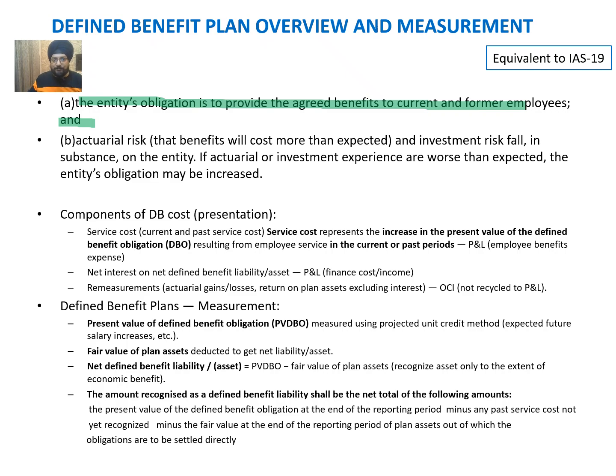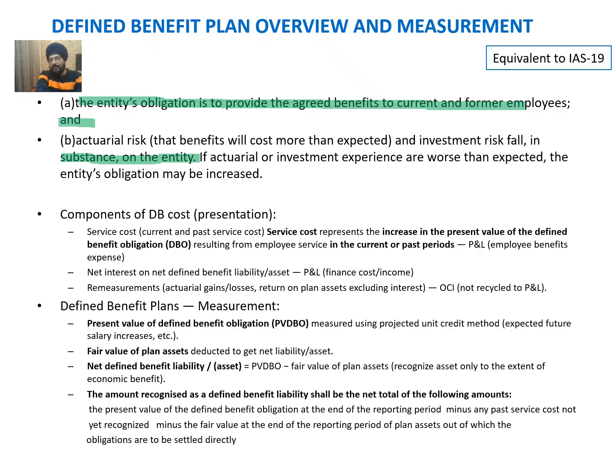So actuarial risk, that the benefit will cost more than expected, and the investment risk fall in substance on the entity, because this is a fund that is being created. So there's a difference between the defined benefit plan and defined contribution plan. In the defined contribution plan, the actuarial risk and investment risk fall upon the employee, because the employer is only entitled to pay an amount which is fixed in a particular contributory fund.